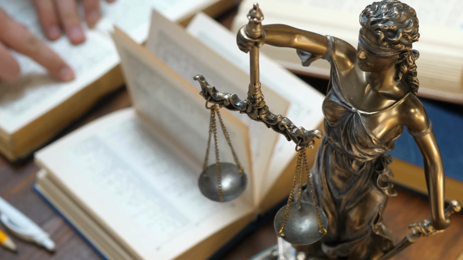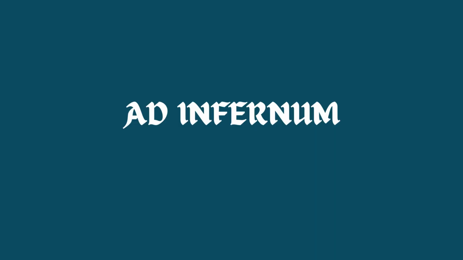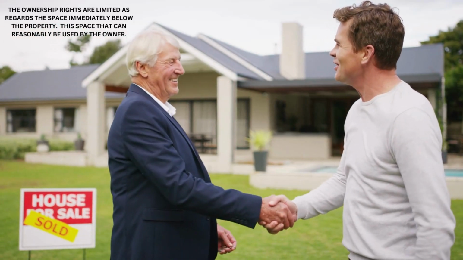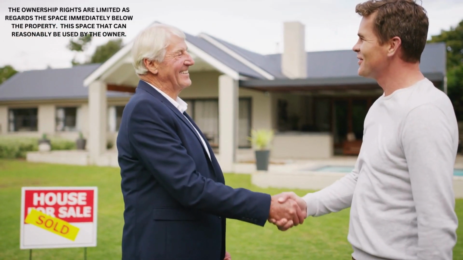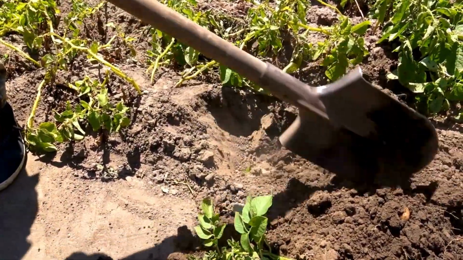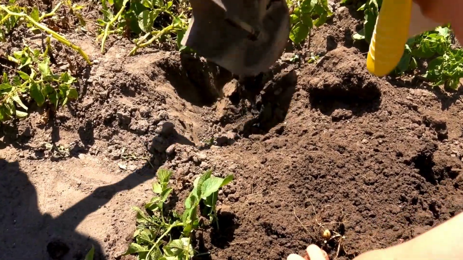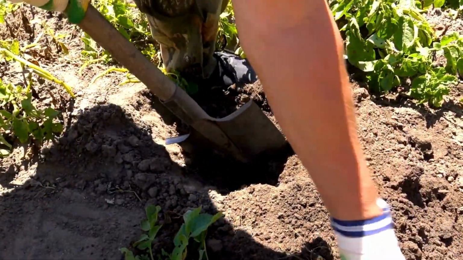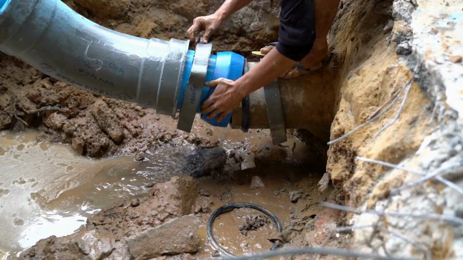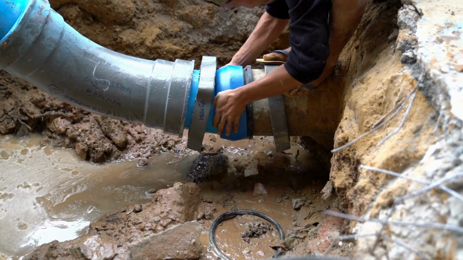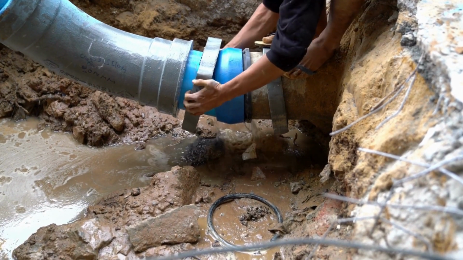Now the maxim also has the other part, that is ad inferos. Now this refers to the center of the earth, but in legal jurisprudence, what it basically means is that the ownership rights are limited as regards the space immediately below the property. It is this space that can reasonably be used by the owner. In fact, the deeper the region beneath the property, the more likely the courts would not allow the holder of property any rights over it.